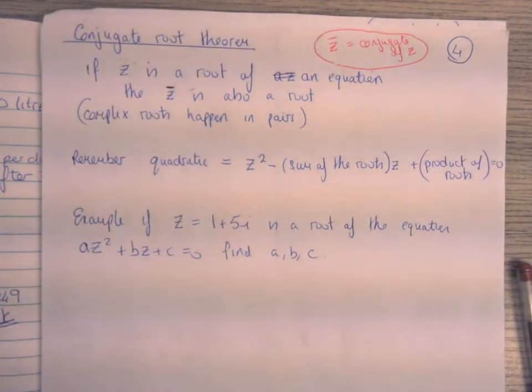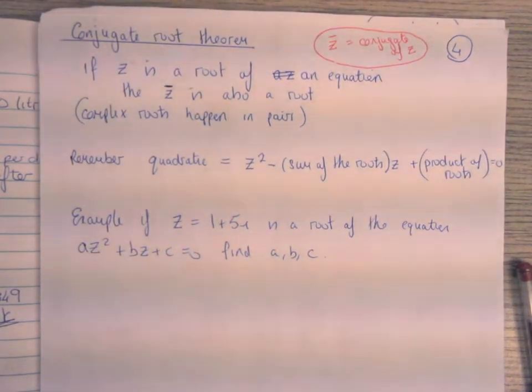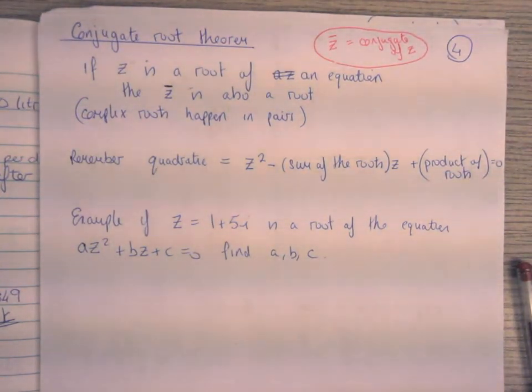So if you have a quadratic and you know one complex root, then the conjugate is just the other one. If it's a cubic and you know one complex root, the conjugate is the other, and you'll have to find the third, which will be a real root, because they only happen in pairs. If it's power of 4, it could be two sets of complex numbers.